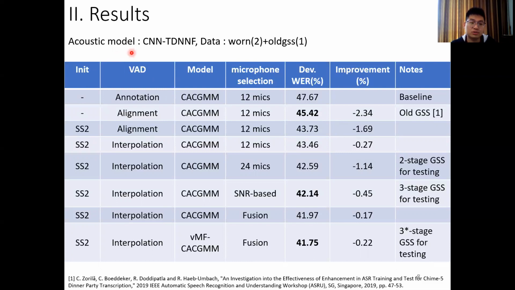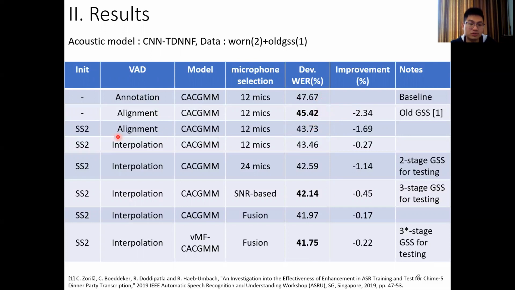Our acoustic model was CNN-TDNN-LSTM. Our training data was the original worn data, left channel and right channel, and the baseline GSS. And as you can see, from the baseline to the old GSS, in the paper we use the ASR alignment. The WER dropped from 47 to 45, around 2 points.